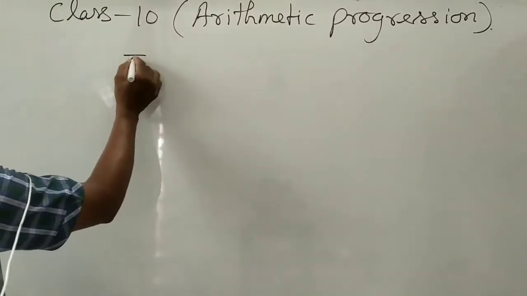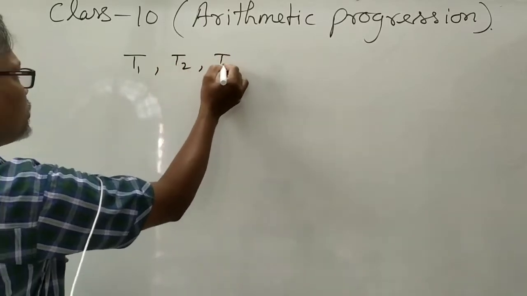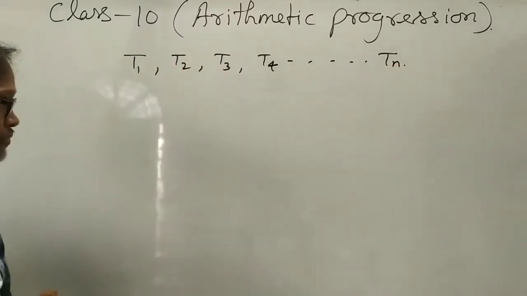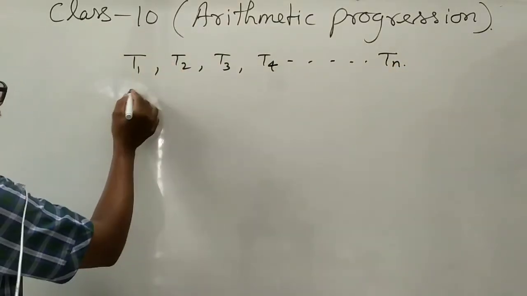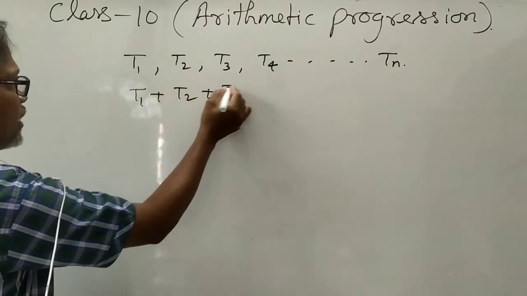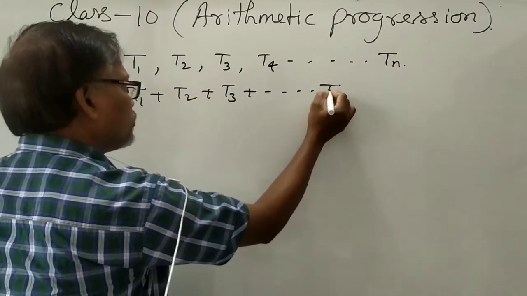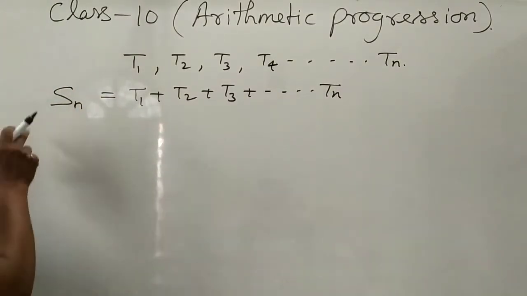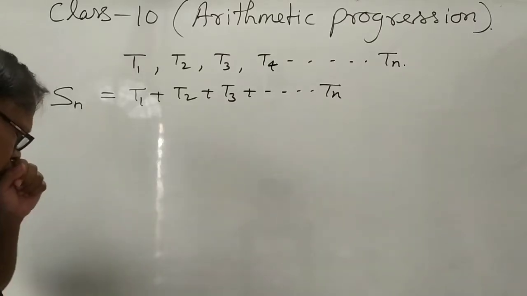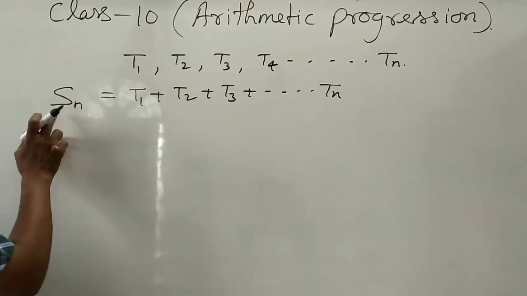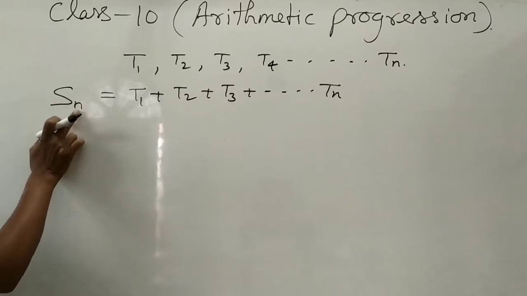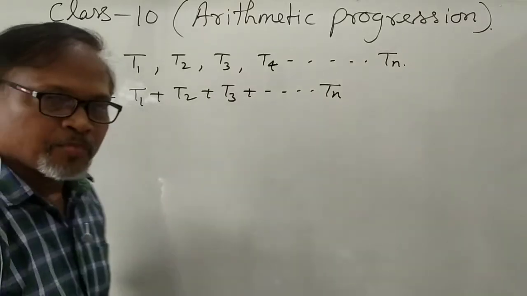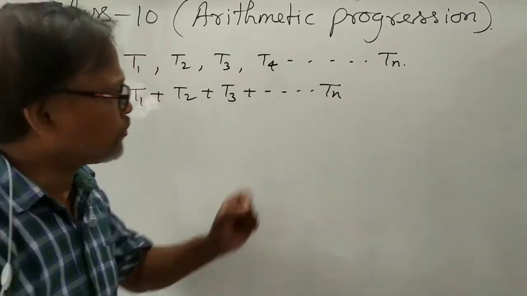As you know, there are the terms T1, T2, T3, T4, etc., up to Tn. If you add all these terms up to Tn, what will you get? This represents Sn. It means you add all the terms from the first to the nth term, and this formula is used from the beginning, not from the end.